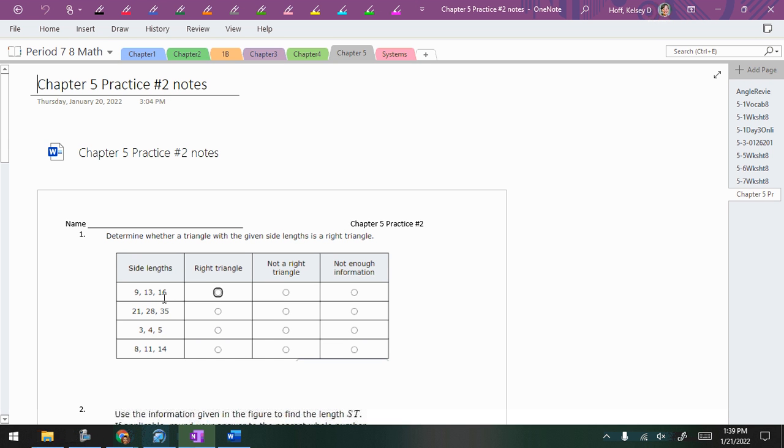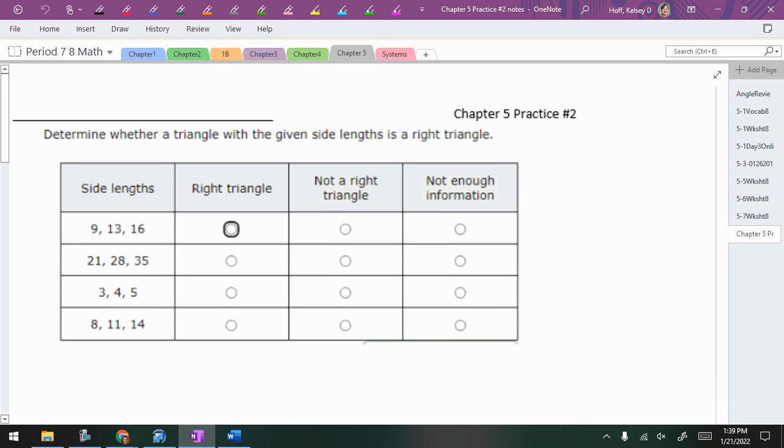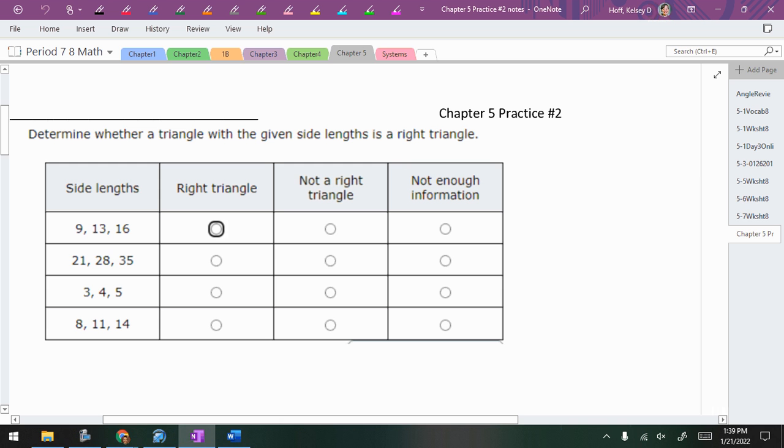Okay. So the first problem we're going to go over, it says determine whether a triangle with the given side lengths is a right triangle. How do I determine this? How do I know if 9, 13, and 16 creates a right triangle?